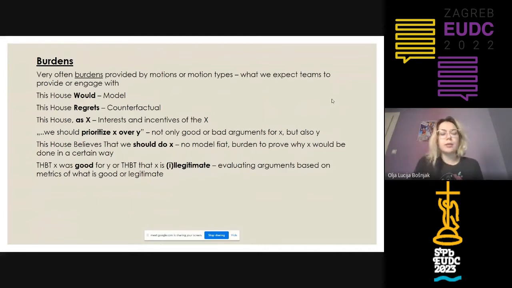So these are all the things that I wanted to mention in terms of implicit burdens that teams have, either by being just a prop or op, but also in all of the specific motion types.